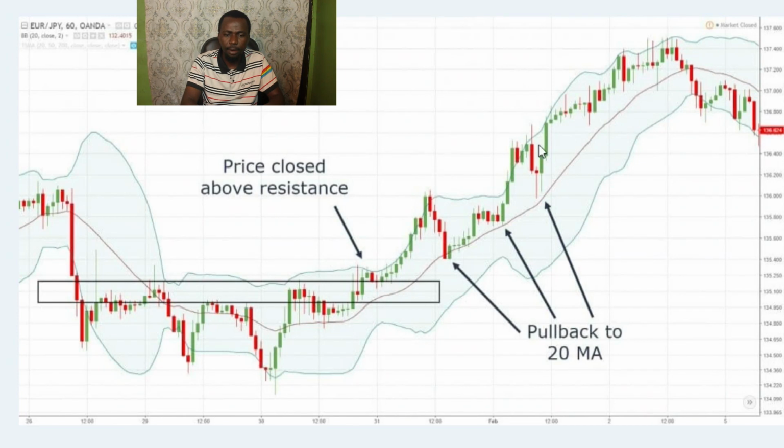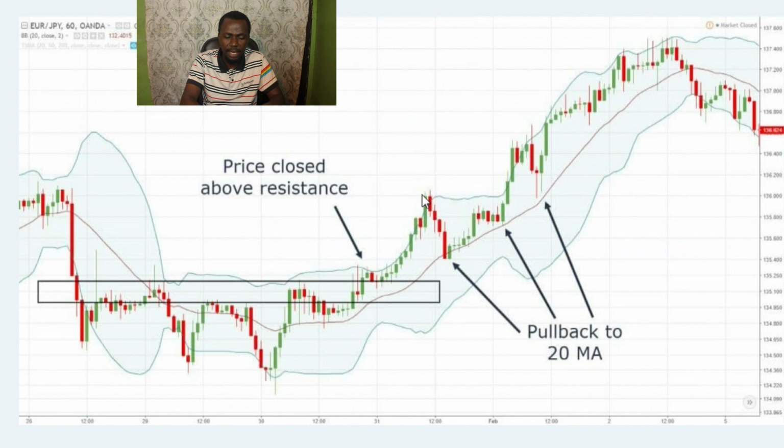This is an example of an uptrend. You can see that the price is always touching the upper Bollinger Band consistently, and if you decide to sell when the price touches the upper band of the Bollinger, then you get hurt because your stop loss will get hit so many times. So like I said, you are expected to only place your buy trade whenever the price makes a pullback at the 20 simple moving average.